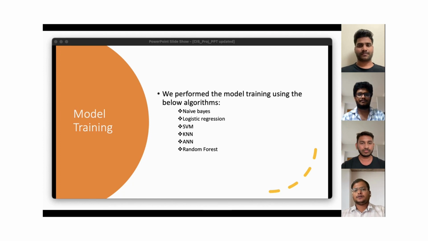I'm going to explain about the different types of models we trained for the KDD Cup 99 dataset, which are the naive Bayes algorithm, logistic regression, then SVM, then K nearest neighbors, then artificial neural networks, and the last one is random forest.